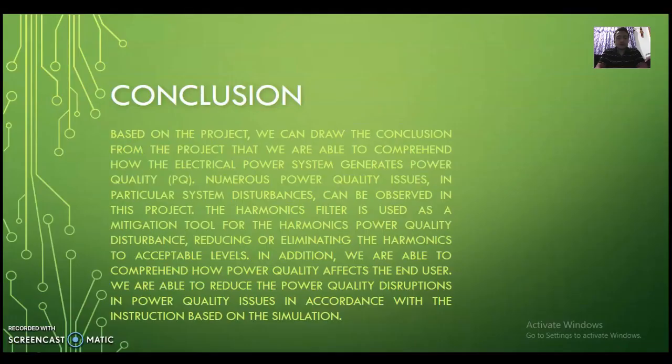Okay, for the conclusion, based on the project, we can conclude that we are able to comprehend how the electrical power system generates power quality issues. Power quality issues, in particular system disturbances, can be observed in this project. The harmonic filter is used as a mitigation tool for harmonic power quality disturbance, reducing or eliminating the harmonics to an acceptable level. In addition, we are able to comprehend how power quality affects the end user. We are also able to reduce the power quality distortion in accordance with the instructions based on the simulation.